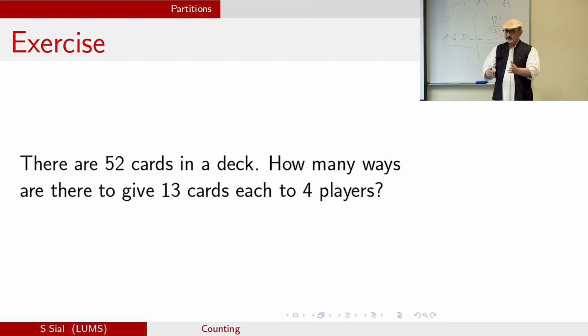52 factorial, if I laid them out. Now I take 13 of these and I give them to a player. Now, he puts them in his hand, but I don't think it matters how you arrange them in your hand, right? It's still the same hand of 13 cards. So that's 52 factorial divided by an overcounting of 13 factorial, because it doesn't matter how that player arranges them, right? And the same for the second, third, and fourth. So 52 factorial over 13 factorial to the fourth power.